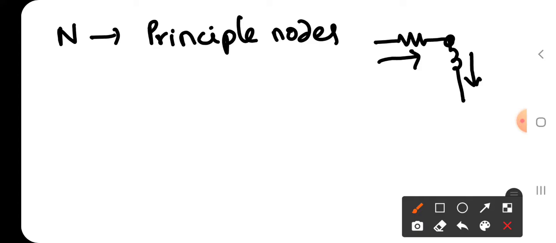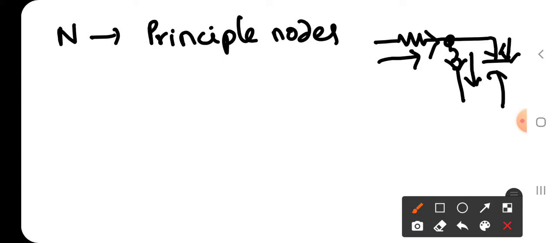But here if I add one capacitor also like this, then what happened? The current flowing through the resistor is not equal to the current flowing through the inductor and capacitor. What is the reason behind this? Here the current is dividing like this. So I can say, wherever the current is divided, that node is called the principal node. Where the current does not divide, such a node is called an ordinary node.